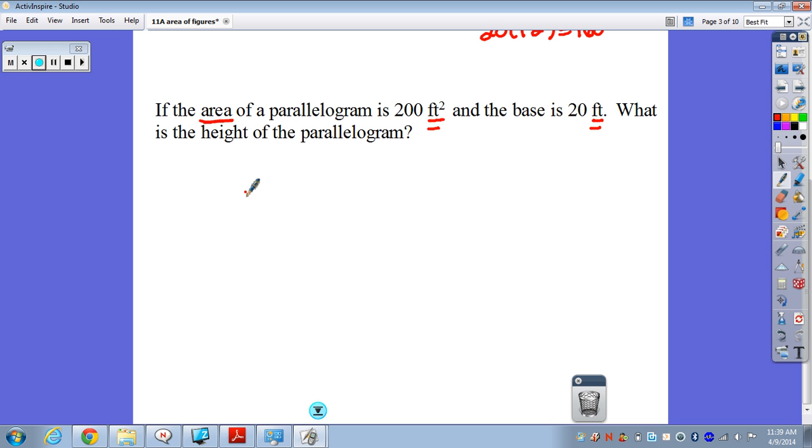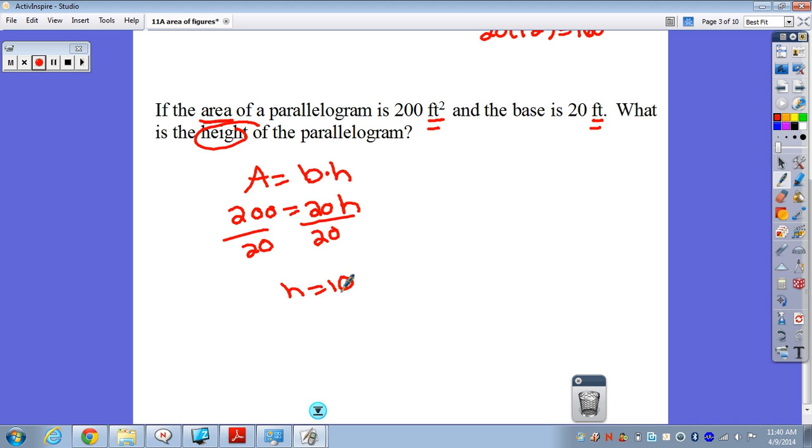And so area, again, of a parallelogram is base times height. You always first want to write the formula, and then we plug in what we know and solve for what we don't. So we know the area is 200, so I'm going to plug 200 in for A. We know the base is 20, so I'm going to plug that in for B. And then I'm trying to find the height, so I'm going to leave it as H. And then we solve the equation. So I divide both sides by 20, and then we get the height to be 10. And some of you could probably do that in your head. And the units would just be feet because it's a side length.